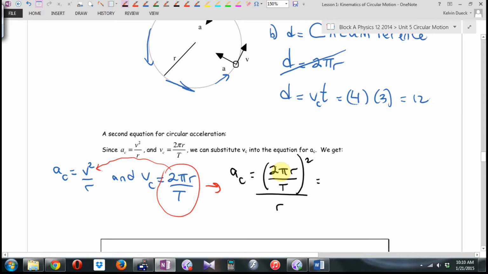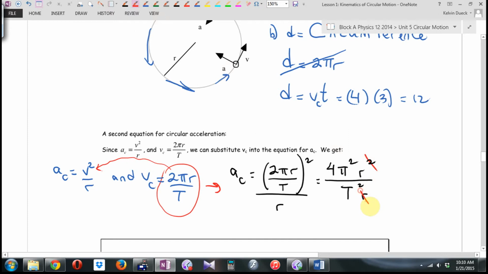Okay, what's 2 squared? Don't overcomplicate it. What's 2 squared? What's pi squared? I'm just going to write pi squared. We have an r squared over t squared. And then what else is on the very bottom? How many r's on the top? Do you see it? 2 on r squared. How many on the bottom?